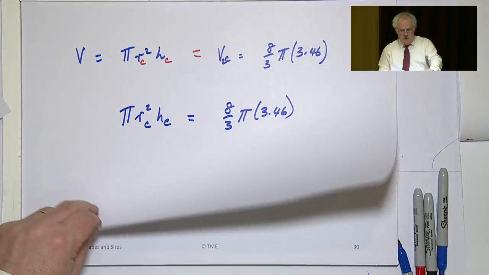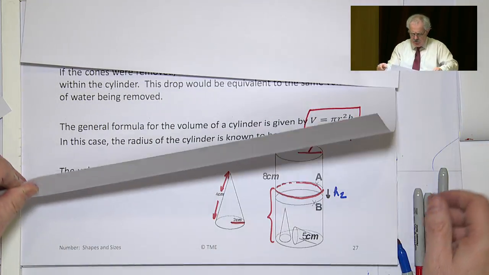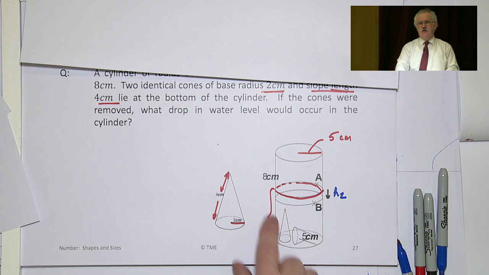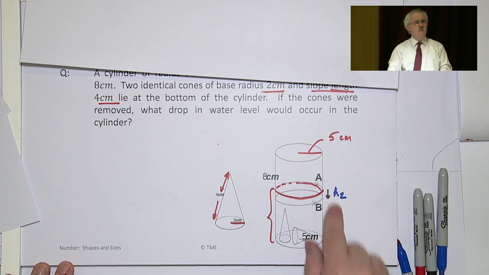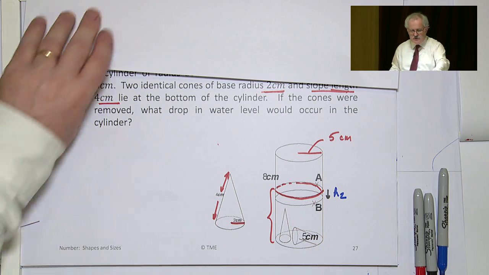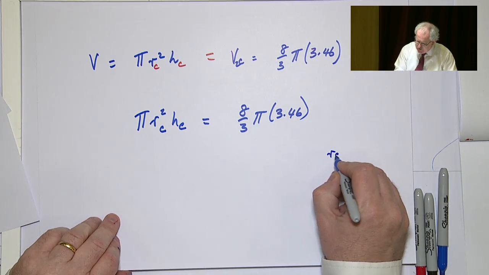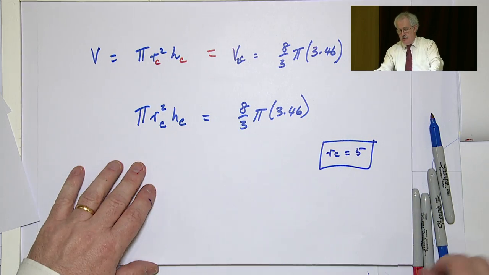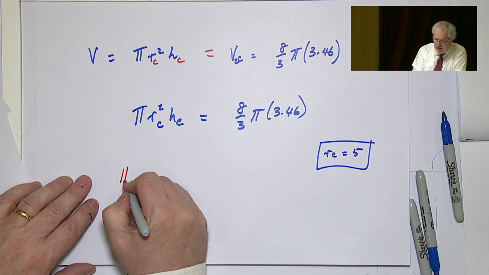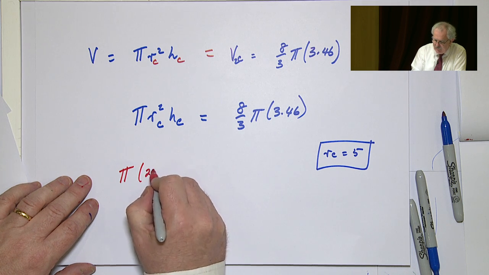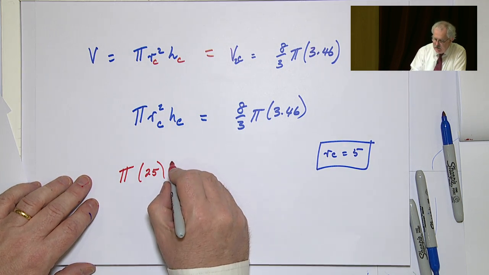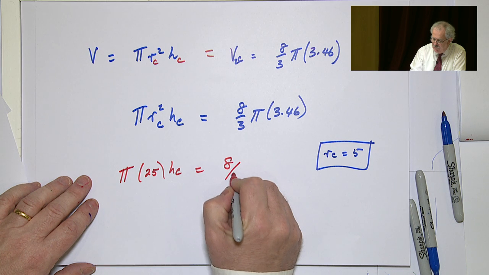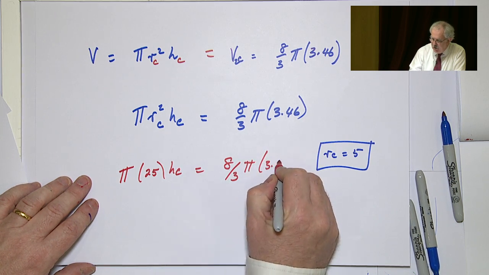Now, do we know anything about the radius of the cylinder? We're told it was 5. So that's given to us. So actually this r_c was 5. So we can mop that up. So we now end up with pi times 25, because that's r_c squared, times h_c, is 8 over 3 pi times 3.46.